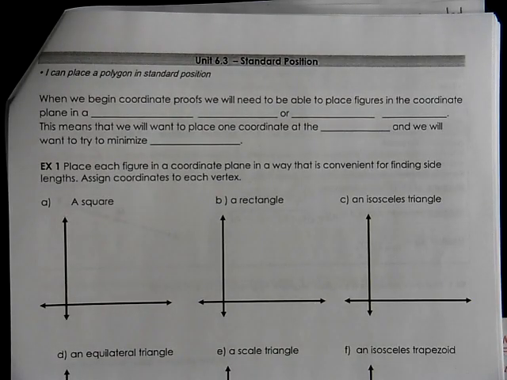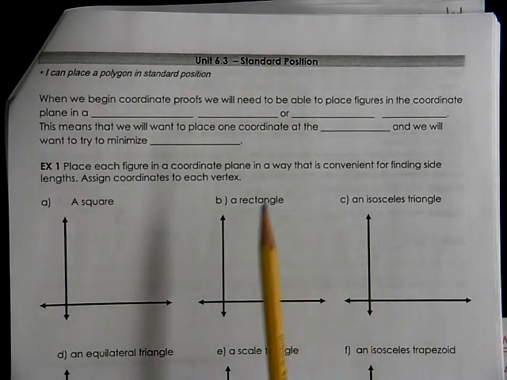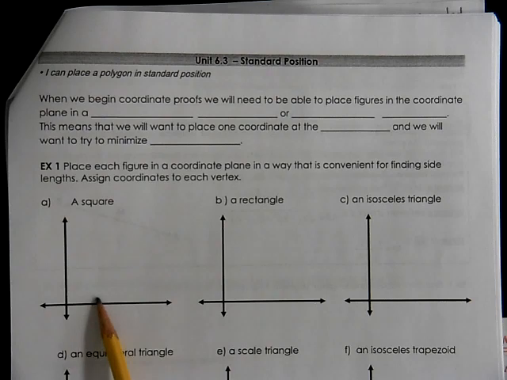This is geometry 6.3. We're talking about standard position. We're going to be putting a polygon in standard position on our coordinate plane, and we'll be able to do coordinate proofs using the midpoint, the slope, and the distance formula to prove different facts about shapes.